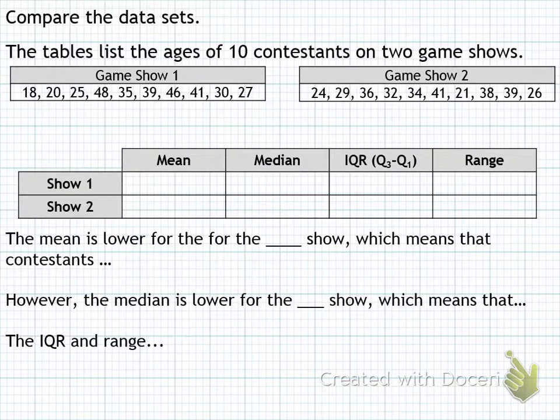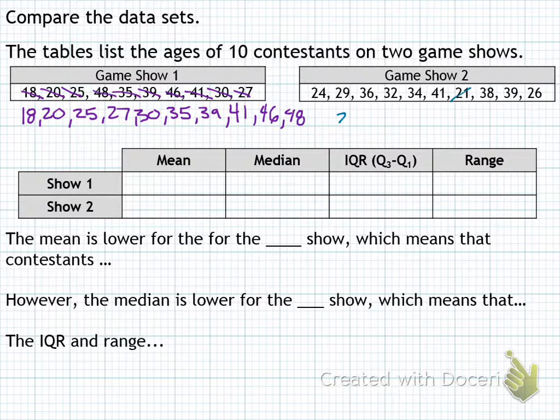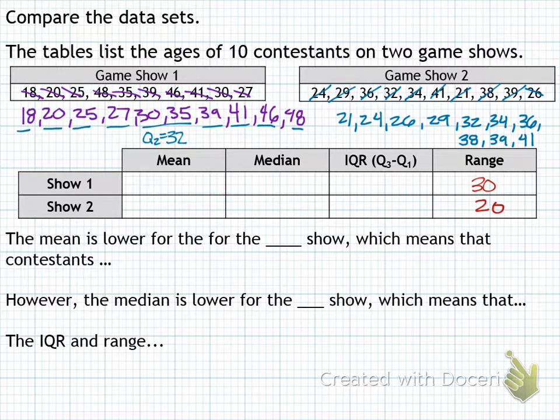Okay, here's another example. This shows the age of 10 contestants on 2 different game shows. I would start by reordering these lists from least to greatest. I'll just show that really quickly here. If you want to practice, just go back and make sure that your set matches mine.